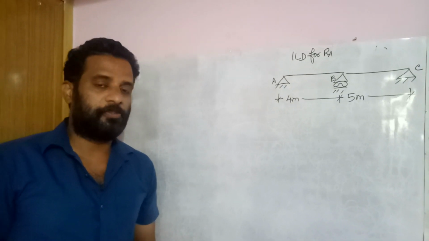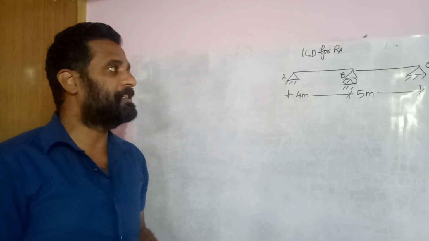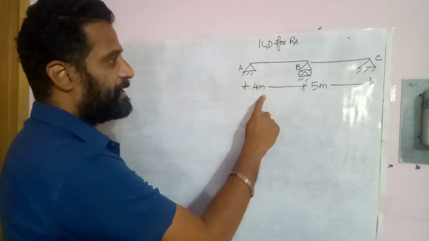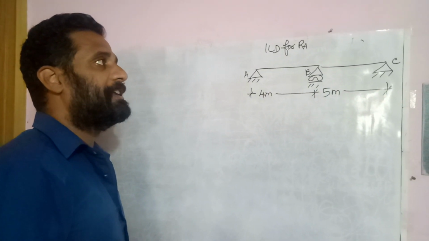Hi everyone. So this is a problem related to the application of the Müller-Breslau principle. This is an indeterminate structure, a continuous beam which has a span AB of 4 meters and BC of 5 meters. They have asked for calculation of the ILD for RA.